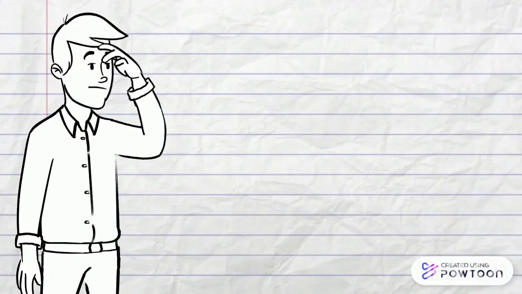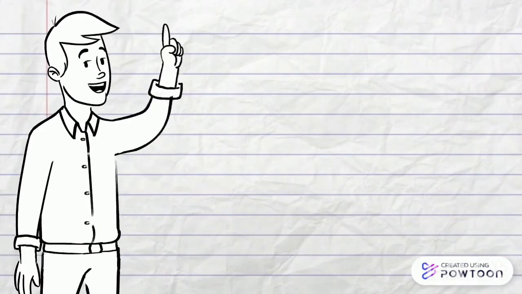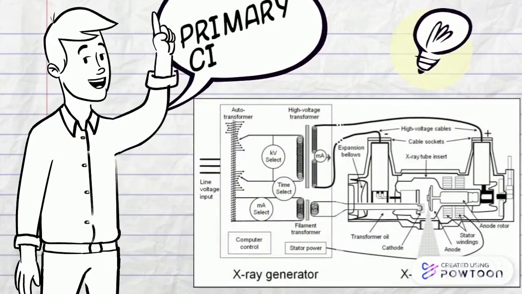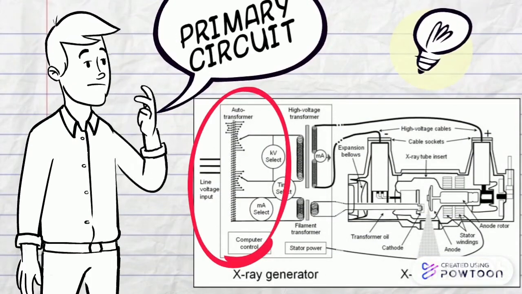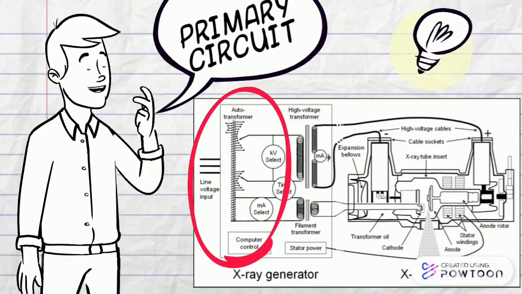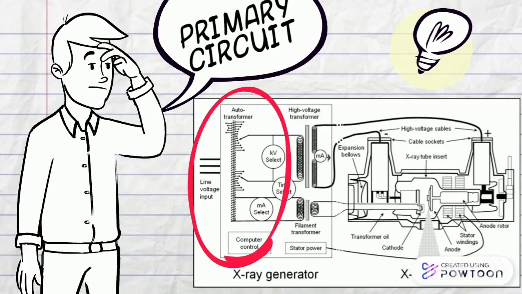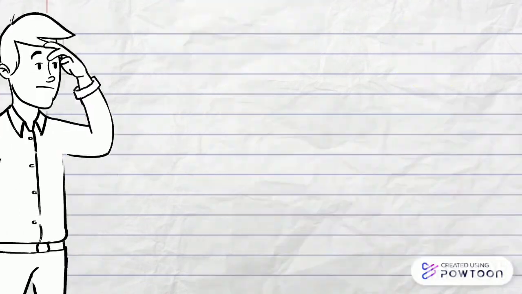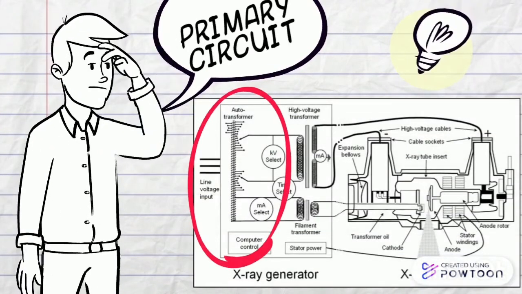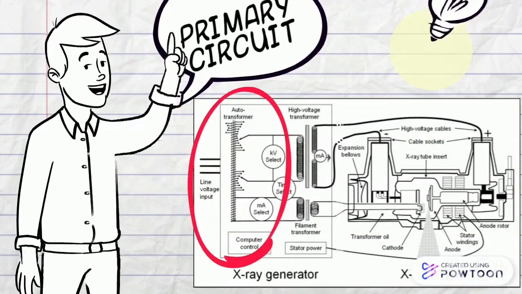Okay, now let's move to the types of circuit. Today we're going to discuss the primary circuit. The primary circuit is the main circuit that modifies incoming current to produce X-rays and boosts voltage to the range necessary for producing the X-rays. It also modifies incoming line power to produce thermal emission from the filament wire.